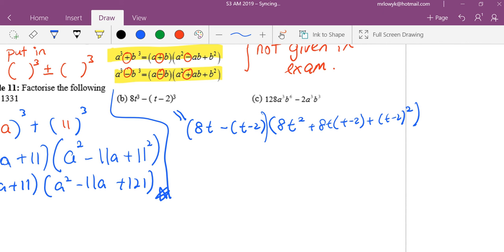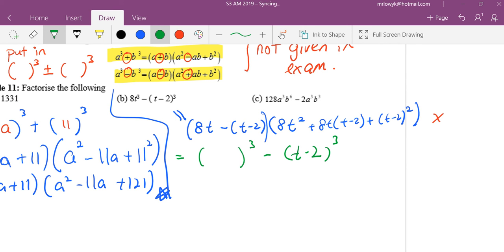Why? What was the first step, put what? Everything in what? Bracket cube minus bracket cube. So I show you the correction below, I show you the correction in green. Something cube minus something cube.